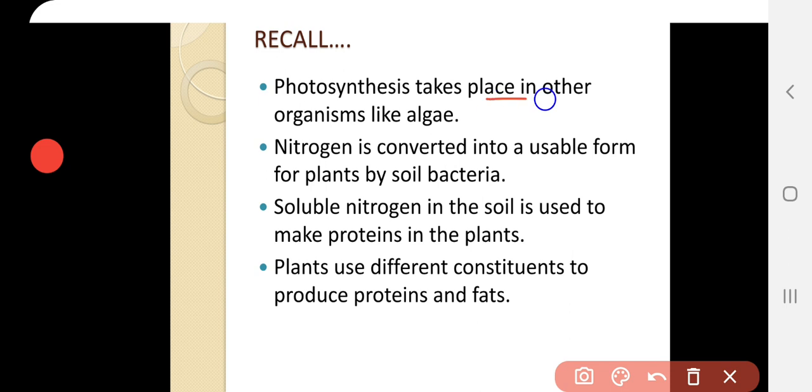Photosynthesis takes place in other organisms like algae. If you see an algae, it bears the green color pigment called chlorophyll. With the help of the chlorophyll, this algae performs the photosynthesis process.